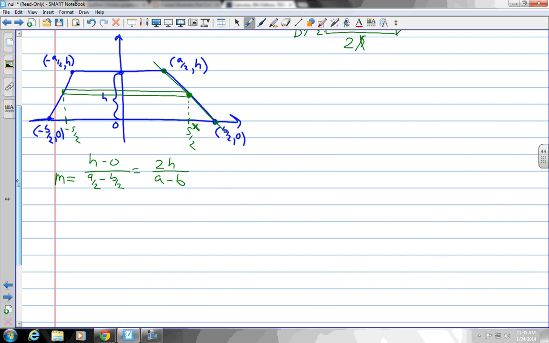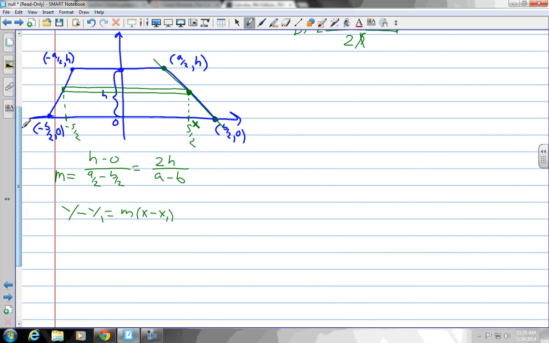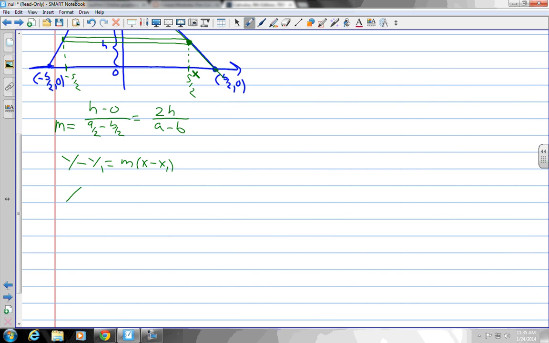But anyways, good? Slope. So then what is the equation? y minus y1 equals m, x minus x1. It's probably easier to use the point b over 2, 0, right? Because it has 0 for y. So then it's just y equals the slope, which is 2h over a minus b, times x minus b over 2. Is that okay? So that's the equation of that line.